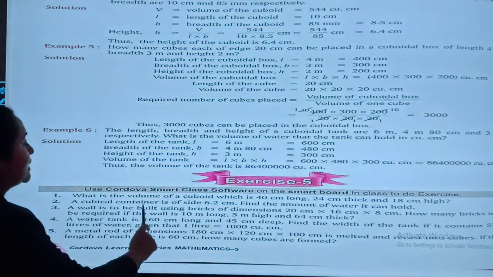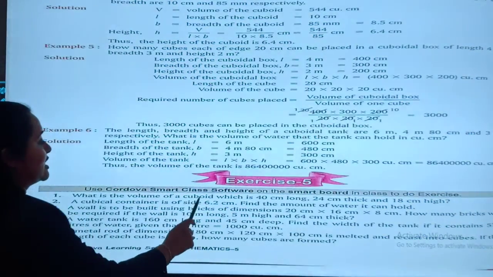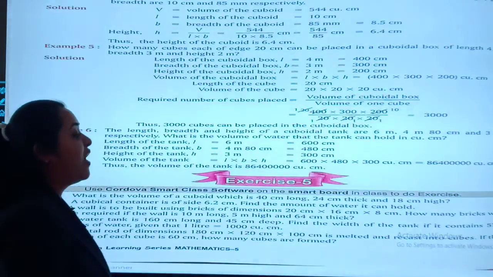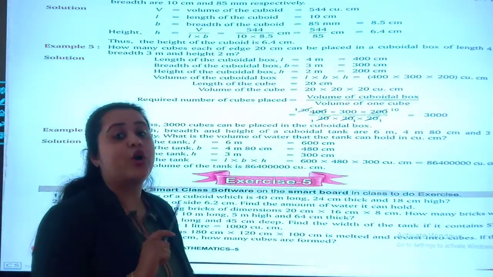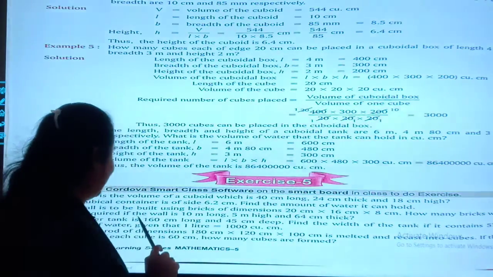A cubical container is of side 6.2 centimeter. Find the amount of water it can hold. This is for cube, not for cuboid.